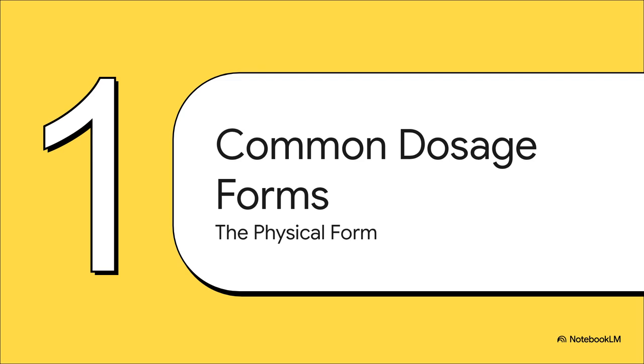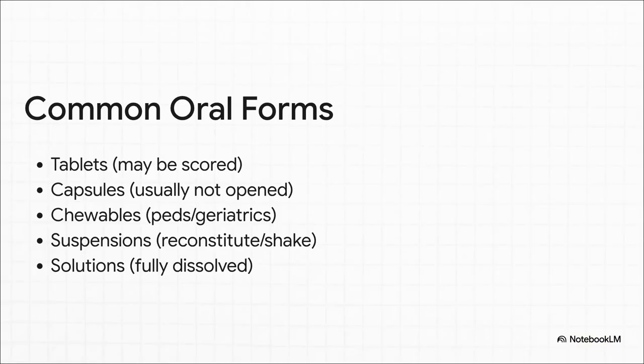We are looking at common dosage forms to understand the physical form of the medication. Let's look at the most common forms you're going to see every single day. Oral solid forms, like tablets, might be scored. That just means they have a little line pressed down the middle so they can be safely split in half. Capsules, on the other hand, usually are not meant to be opened or split at all. Chewables are exactly what they sound like, super helpful for pediatric or geriatric patients who might have trouble swallowing.